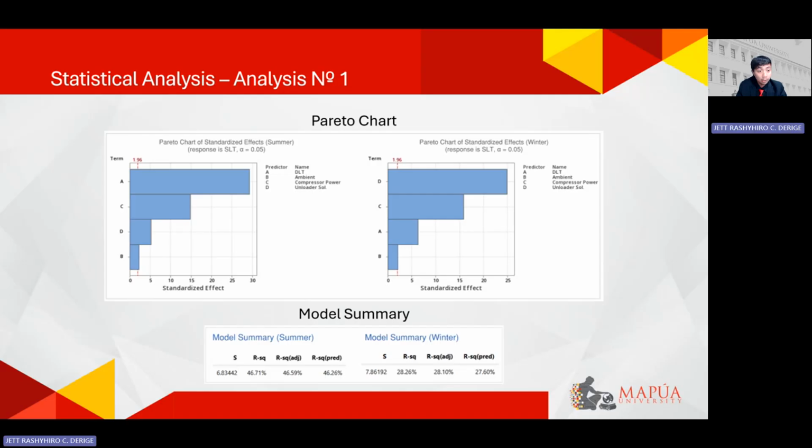And for the model summary, it only shows the predictability of the pattern. For summer, it's much higher compared to winter because summer is much more predictable in a sense. The ambient temperature outside is much more stable compared to winter, which has erratic ambient temperatures, because just a simple snowstorm would entirely affect the ambient readings outside the store.